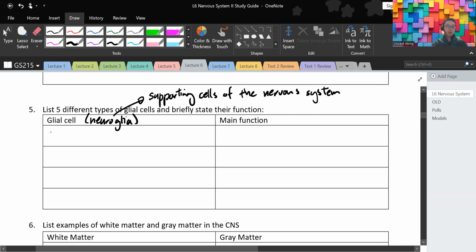We talked about this last week as well, but let's just go through it again. There is ependymal cells, which I just explained to you. They are responsible for forming the CSF, cerebrospinal fluid.